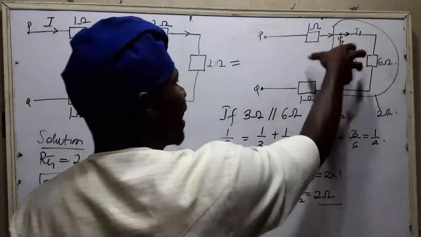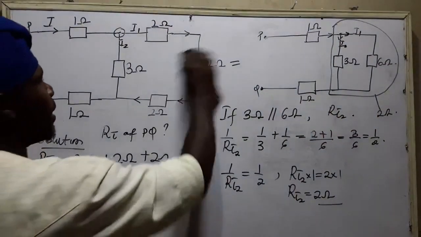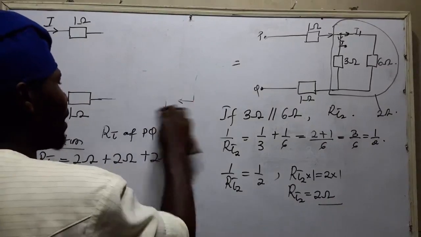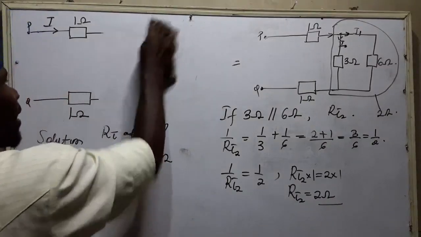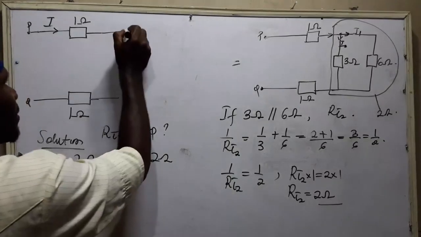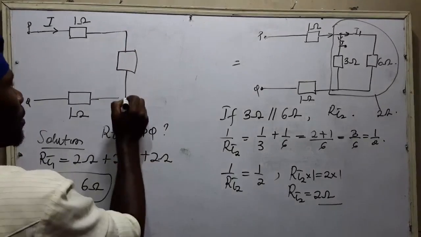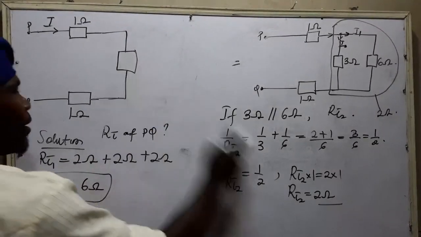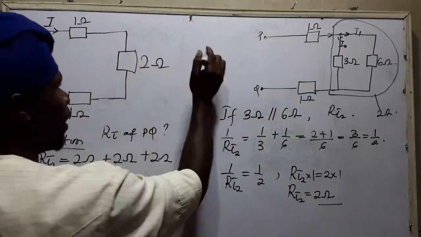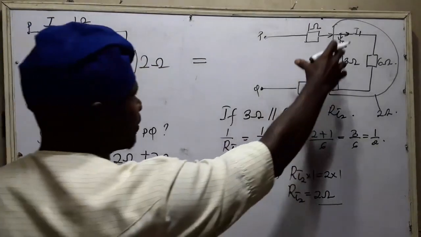So this diagram will now be equal to another diagram. Let me just draw. It will now be equal to another diagram entirely, which will give us something like this. What we are going to write here now is the 2 ohms. Can you now see that this diagram is equal to this diagram?